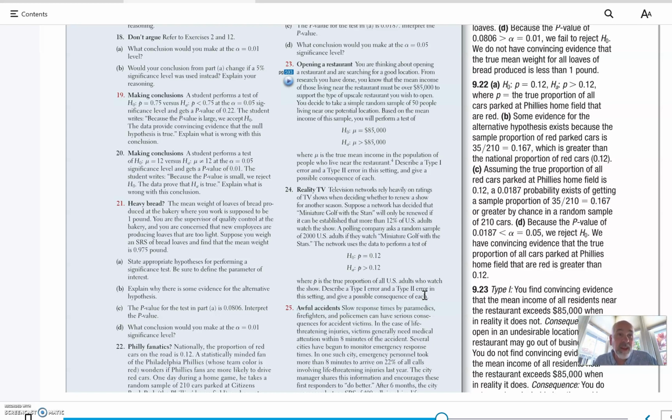The consequence there is that we conclude that our best guess is that the show is still at 12%, which is actually wrong. And so we don't renew it, and we lose an opportunity to make money because the show would have been a hit. That's a classic kind of problem for describing Type 1 and Type 2 errors, and then what are the consequences for them.